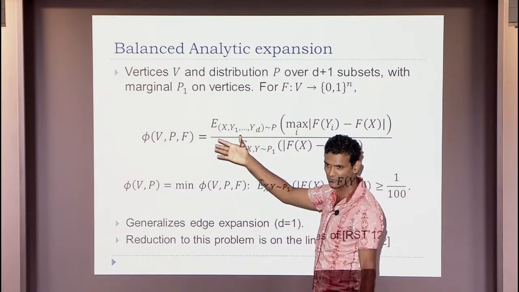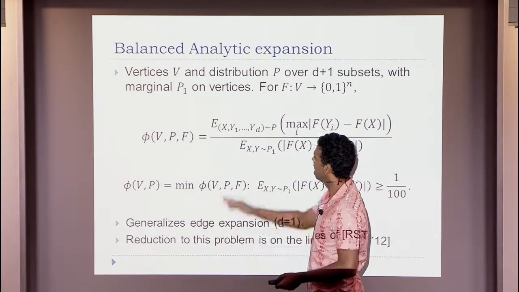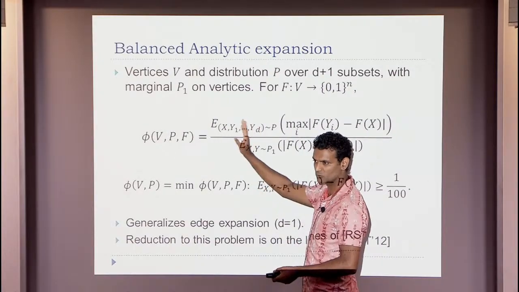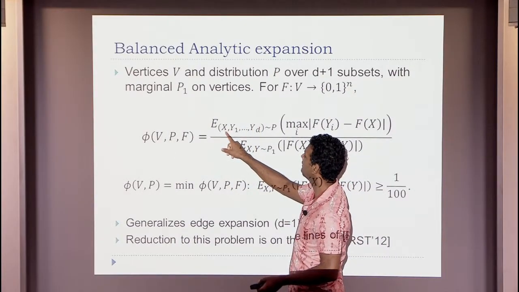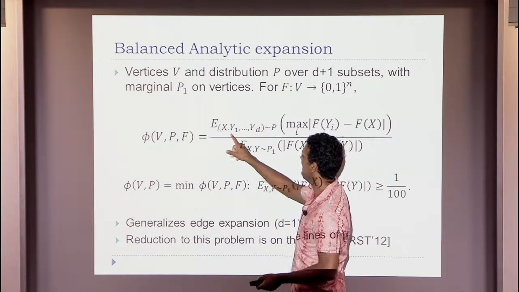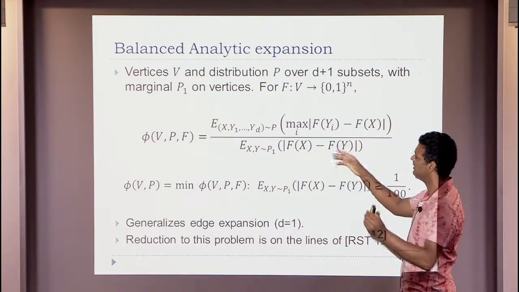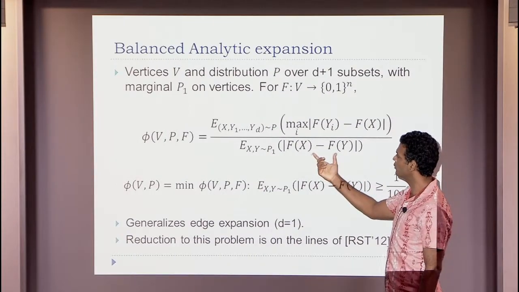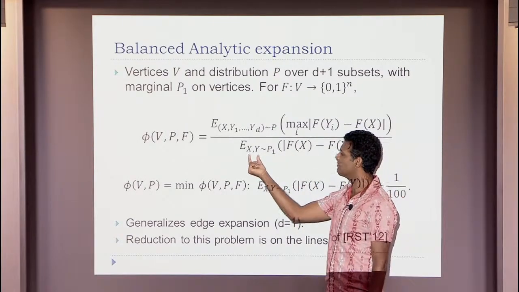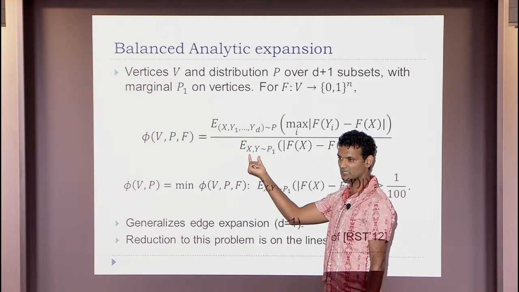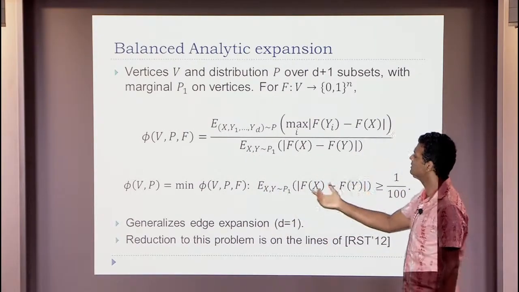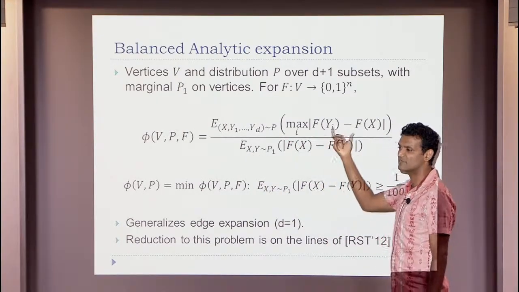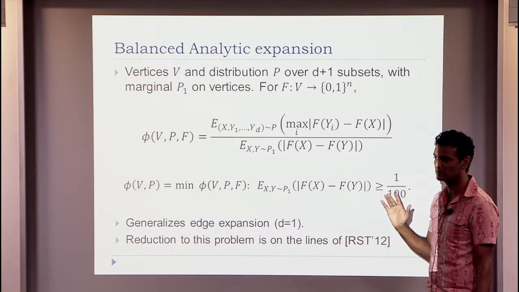So it's a distribution on d plus 1 tuples. You pick a tuple. The first one is special, the first one in the tuple. And you look to see whether the difference in the function between the first and any of the rest is large. Whatever is the largest, that's what you count. Denominator, you're doing the same thing, but you're just looking at pairs from the marginal distribution. So denominator simply counts the size of the set times the size of its complement. That's all the denominator counts.